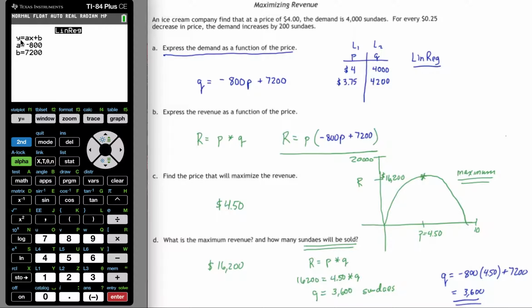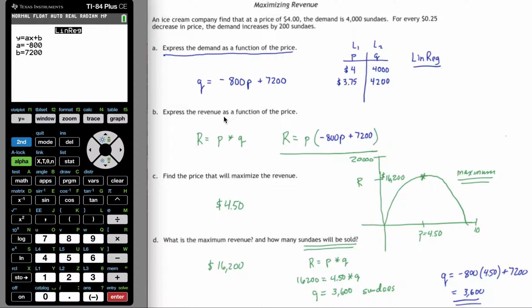And here I have y equals ax plus b. A is the slope, so negative 800 is the slope. So I have negative 800p. And the intercept is 7,200. And there's my 7,200. This is how we achieve the demand function using the calculator.